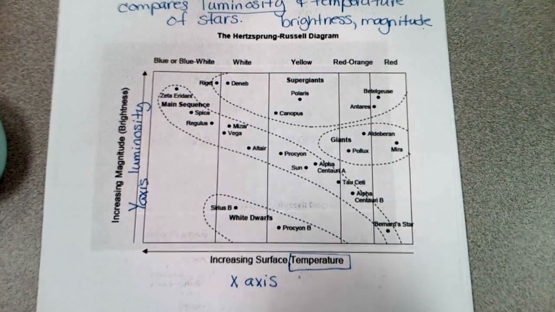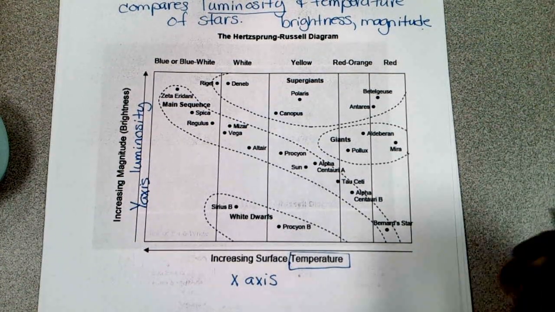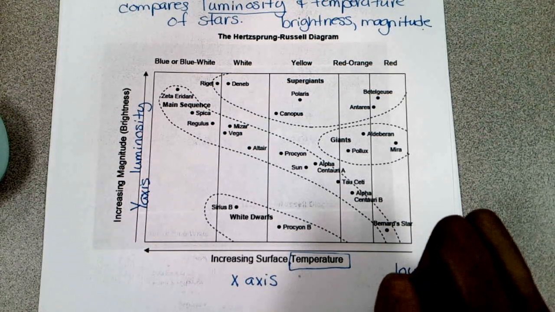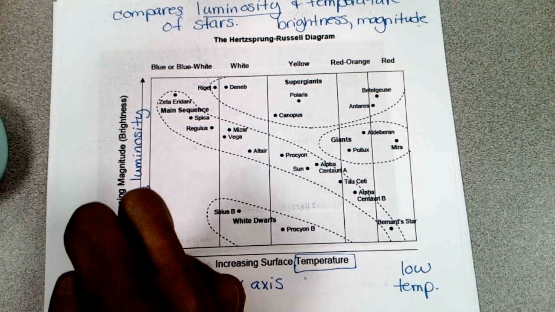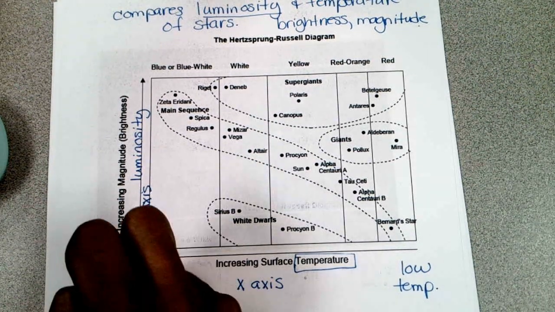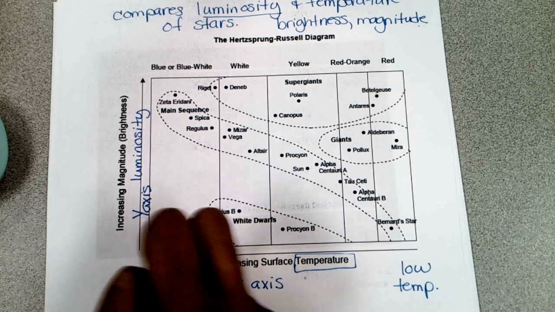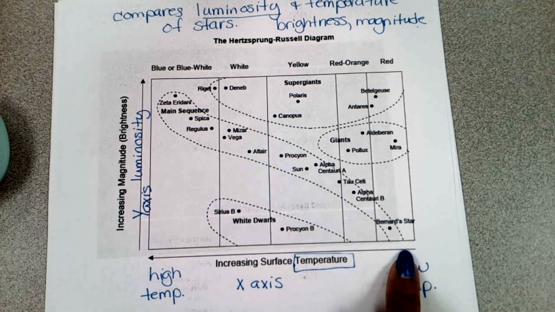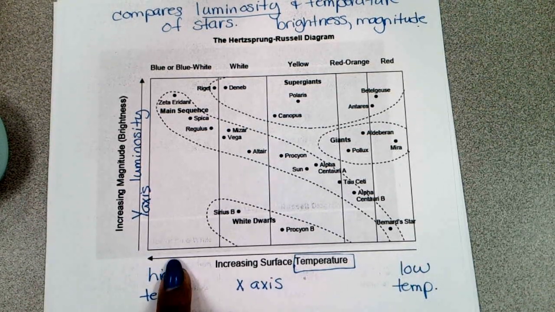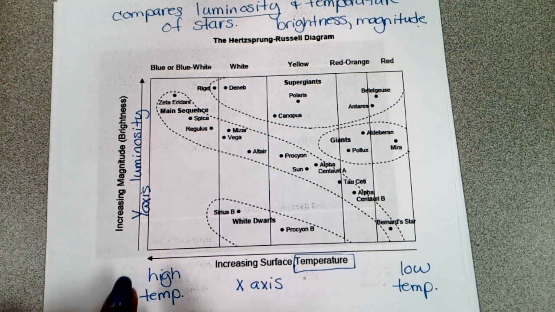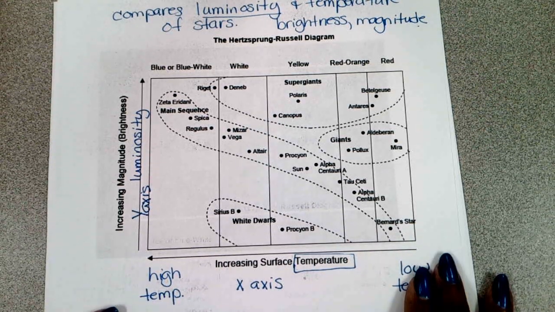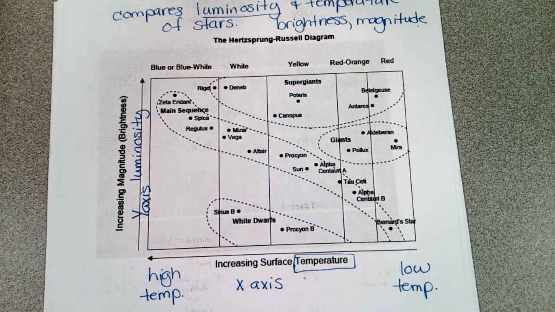Another thing you need to keep in mind when you're reading your HR diagrams is your lower temperature stars are over on the right side, and your high temperature stars will always be on the left side. So just like this number line here says, increasing surface temperature, as you go from right to left, it increases, which is opposite of what you learn in math, because in math, this is always 0 and it gets higher. Not for HR diagrams. Your low temps are here and your high temps are here.